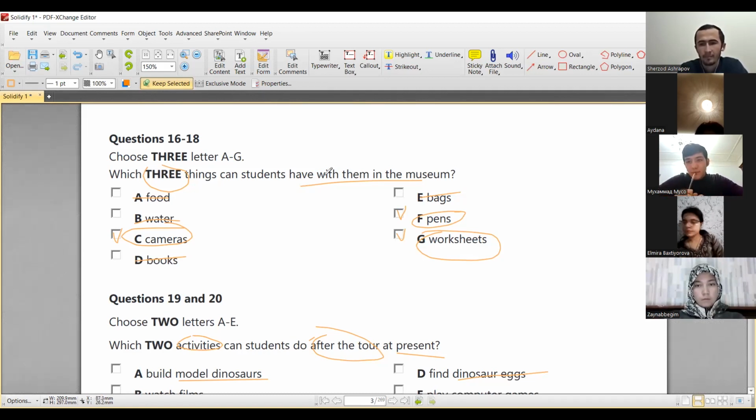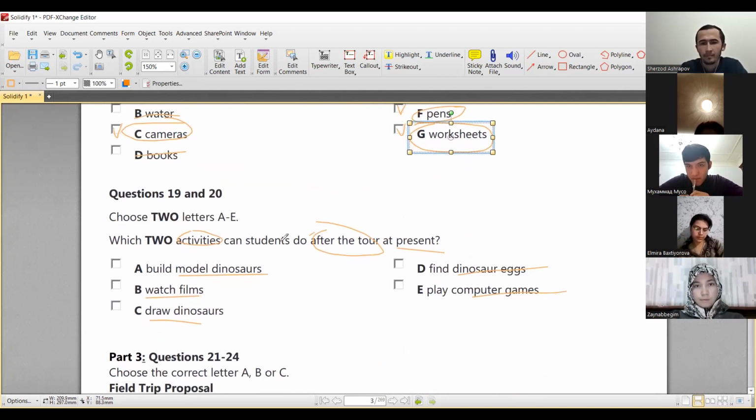I thought that the question meant which 2-3 things can students have with them, their own things, but it turns out it's anything that they can have in the museum. So worksheets are included. Also, the museum provides them. It is also something that students can have in the museum. That's why it's going to be FCG. Okay, let's go on. Next one.